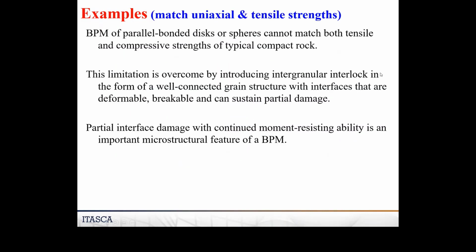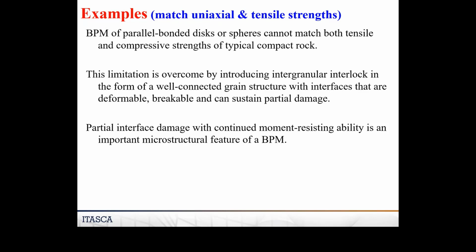Let's go back to this thing here. It turns out that for many years, we only had the parallel bonded model. And it turns out with these parallel bonded discs or spheres, you cannot match the high ratio of compressive strength to tensile strength for compact rock. Granite has a compressive strength about 200 MPa, tensile strength of about 10. So the ratio is about 20 or more. When we build parallel bonded discs and spheres, we could never get such a high ratio.